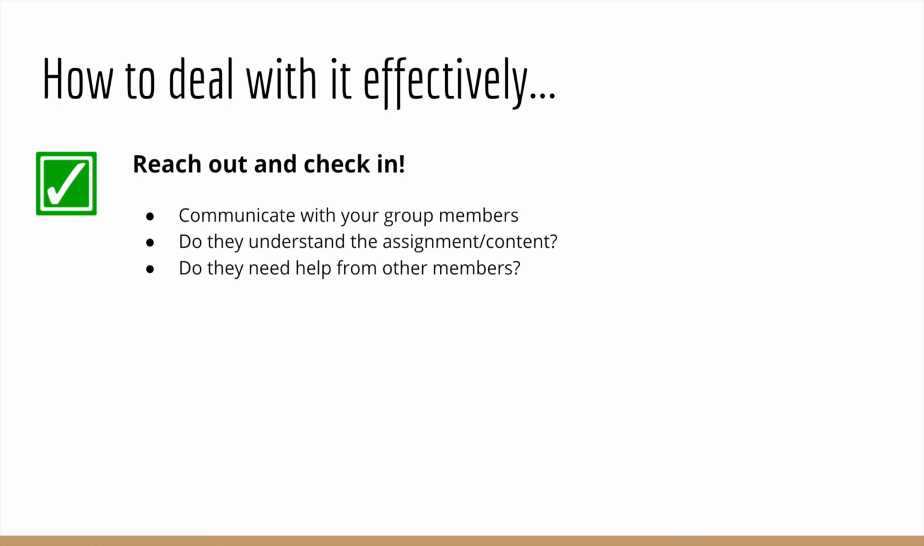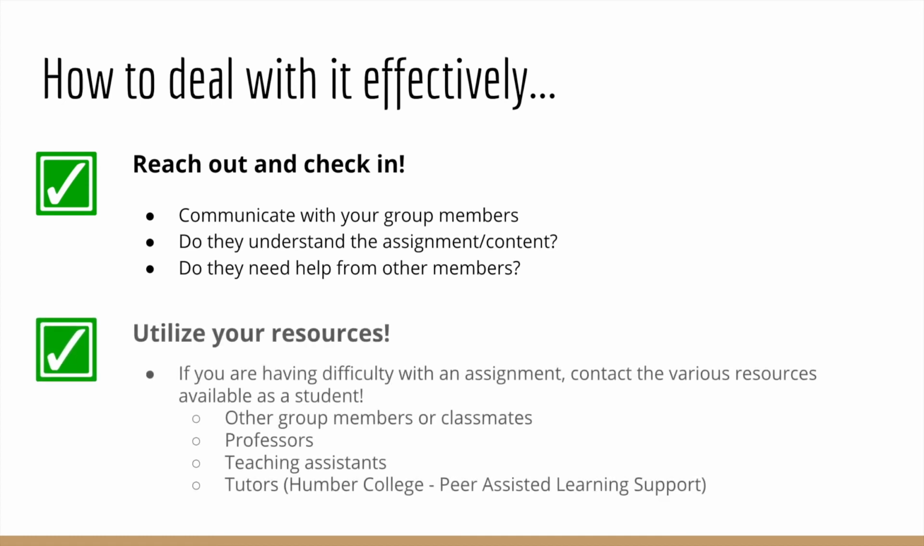If student B is having trouble with an assignment, they could reach out to their group members and explain that they are struggling and need help. Maybe they just need something to be clarified or need a better understanding. If they don't feel comfortable doing that, they can access the various resources that they have available as a student. They could ask their professor for help, perhaps a teaching assistant if their program has one, a tutor, or something like Humber's peer-assisted learning support.